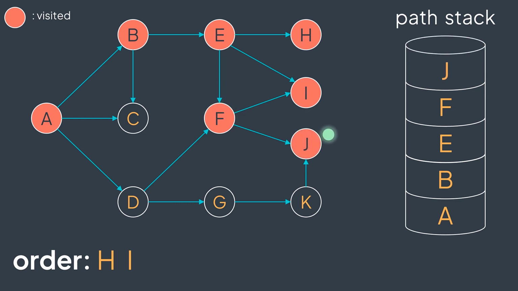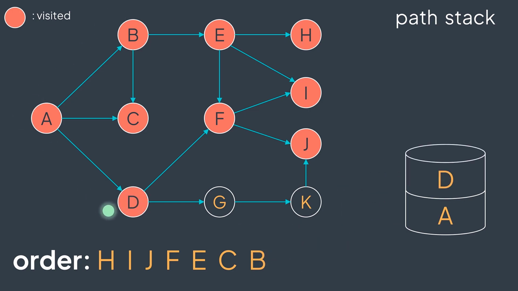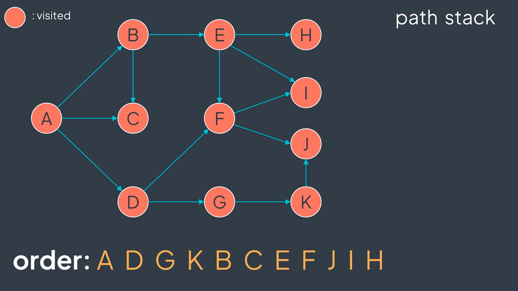J is a neighbor, we go to it. It has no neighbors, we remove it from path stack. We put it on order stack, and we backtrack. Next neighbor is I, but it's already visited. It has no more unvisited neighbors, so all vertices that have to come after it in the ordering are visited. We can safely put this one, and we backtrack. This one also has no more unvisited neighbors, we can put it in order stack, and we backtrack. And the process continues like that until we traverse the whole graph. At the end, we get this ordering. We reverse it to get the order from the beginning to the end, not the opposite.